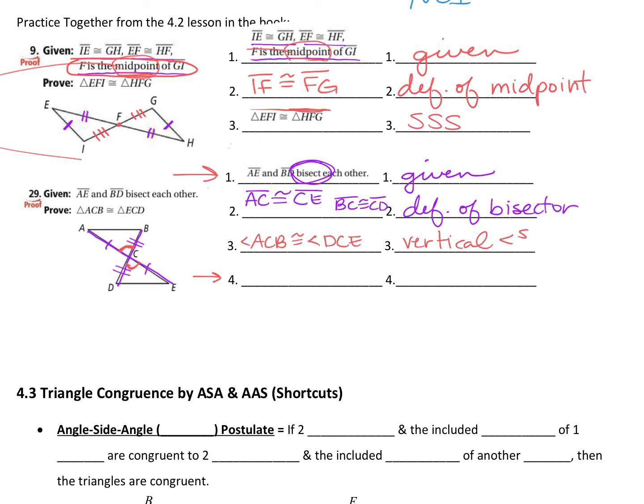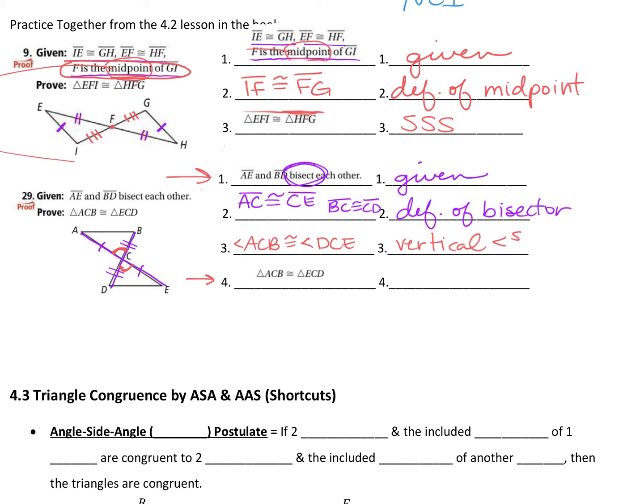So what's my fourth step? Your side angle side, right? What they asked us to prove. So they asked us to prove the triangles congruent. So we're going to put that right here. Triangle ACB is congruent to triangle ECD because of, notice, side angle side. So SAS. How'd we do? Does that make sense?